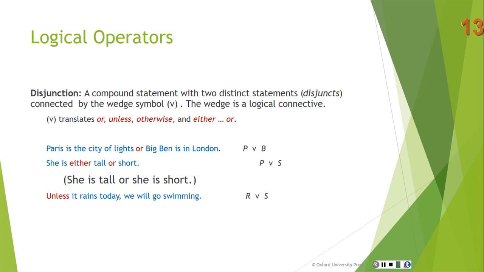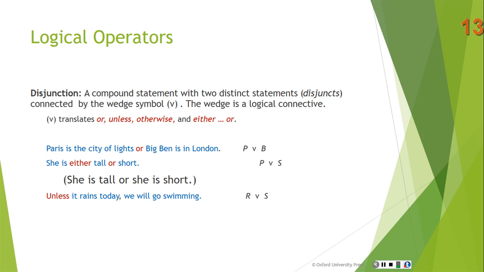There's also disjunction. Disjunction is a compound statement with two distinct statements, or disjuncts, connected by the wedge symbol. The wedge is a logical connective. So, the wedge translates English words such as or, unless, otherwise, and either or. Here are some examples. Paris is the city of lights, or Big Ben is in London.